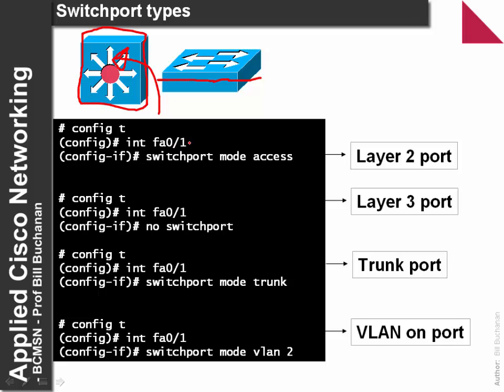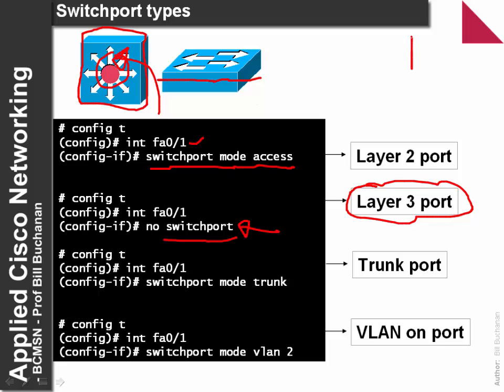In this case, if we wanted to make the Ethernet FA0/1 port a layer 2 port, then we define the switchport mode access. To define a layer 3 port, we say no switchport. This will allow us to work as a layer 3 port for routing, and we can apply an IP address onto it.